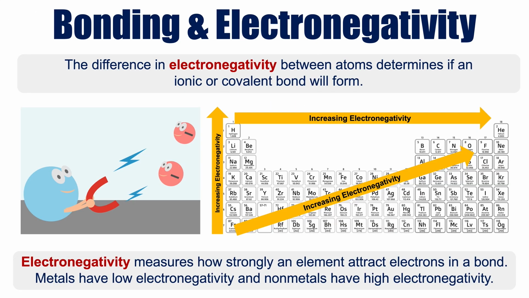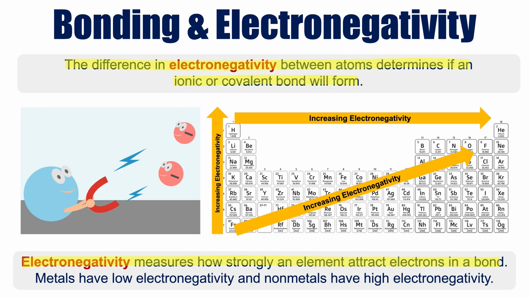What we're now going to do is use electronegativity in order to identify whether an ionic or a covalent bond would form. Just remember that electronegativity is a measure of how strongly an element attracts electrons in a chemical bond. For the trend in electronegativity, it increases as you go from the bottom to the top of a group, and it increases as you go from the left to the right across a period. So generally, metals have low electronegativity values, whereas the nonmetals have high electronegativity values.